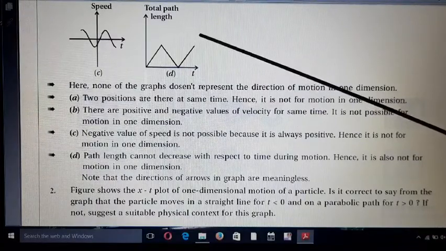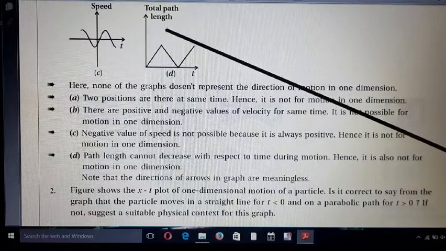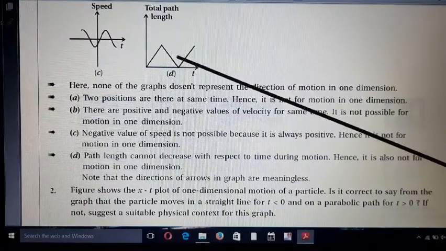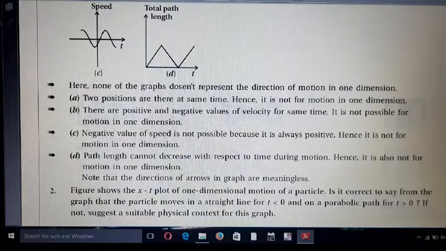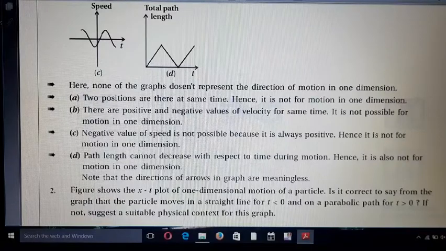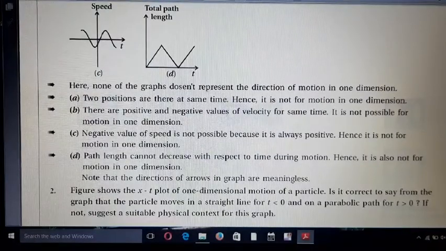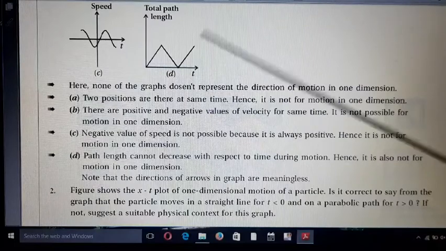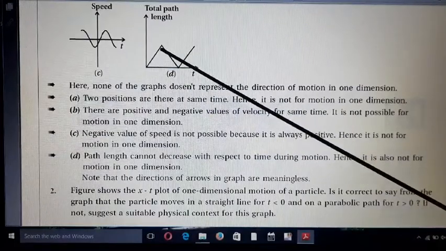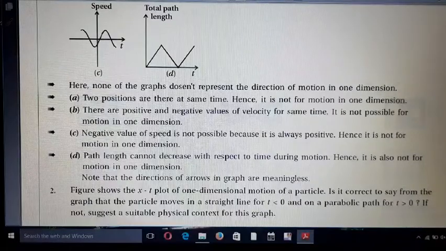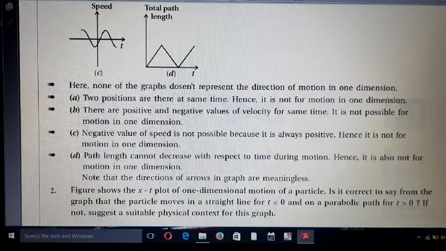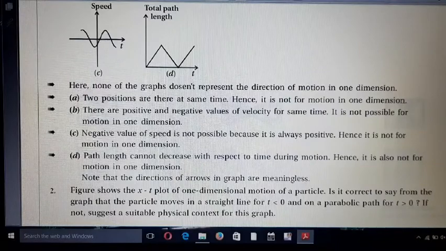And figure D. Here, the graph available is path length versus time. Friends, we learned path length always increases. But in this graph, path length initially increases, after that it decreases. But it is not possible. So, we can say that it is not possible for motion in one dimension.